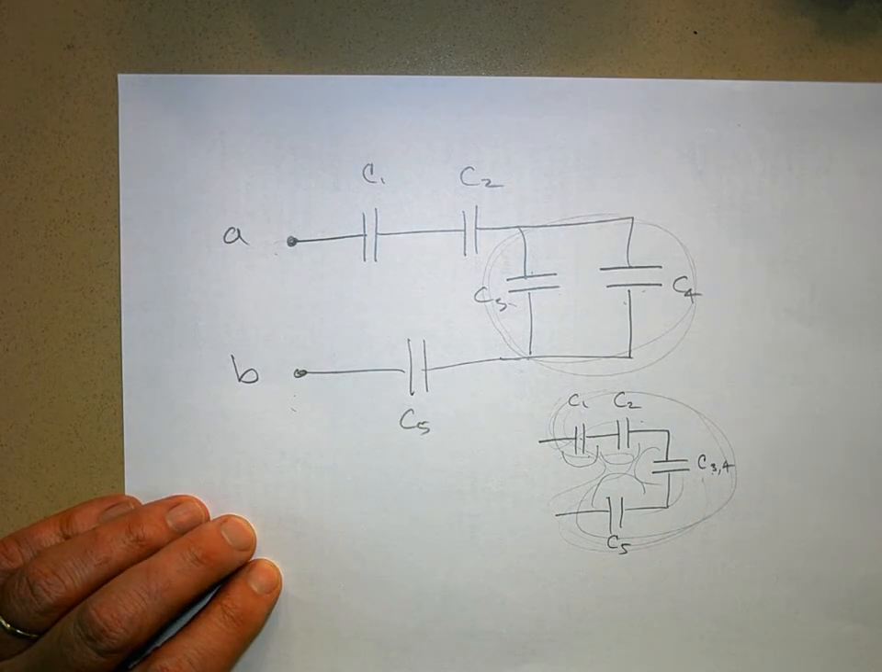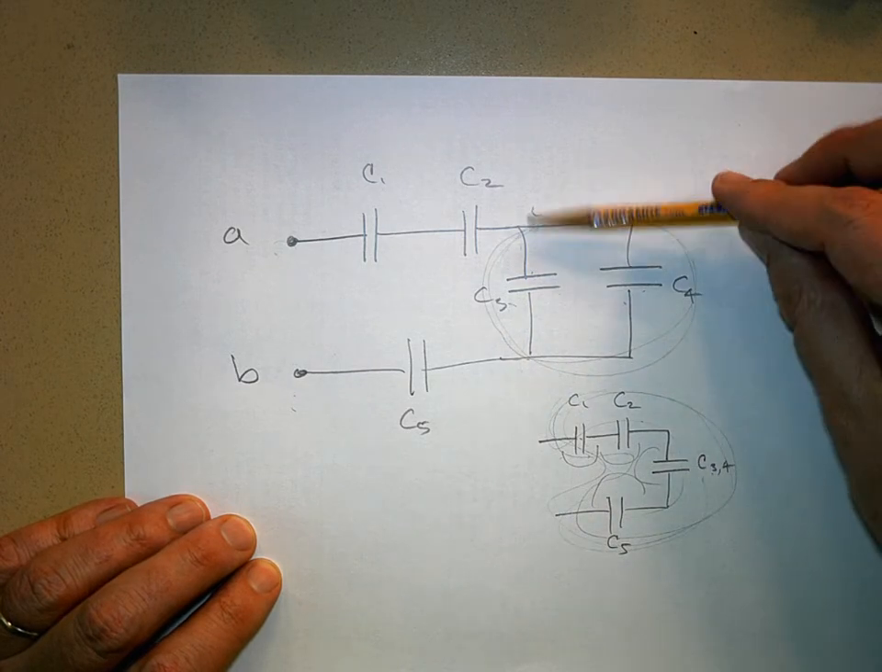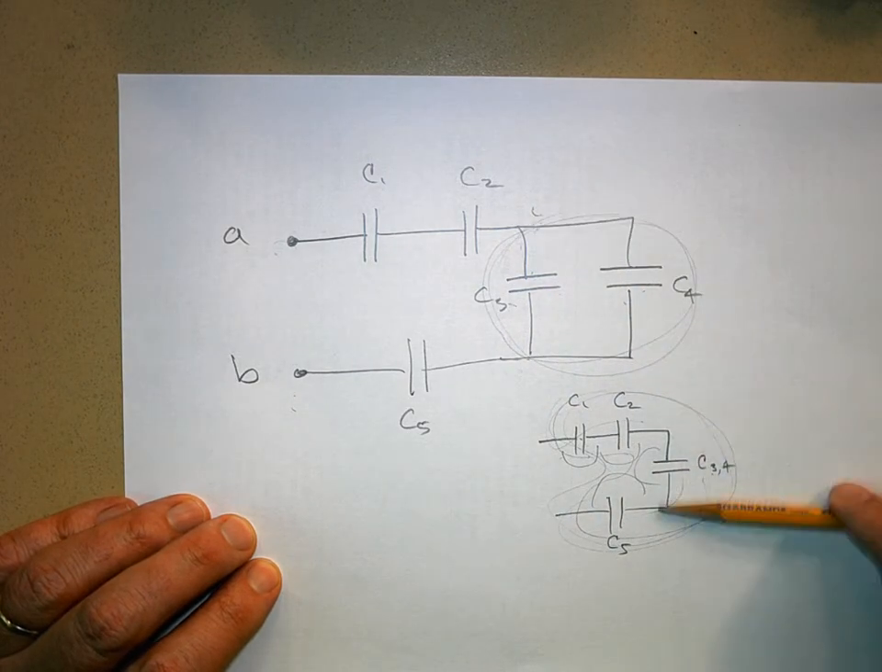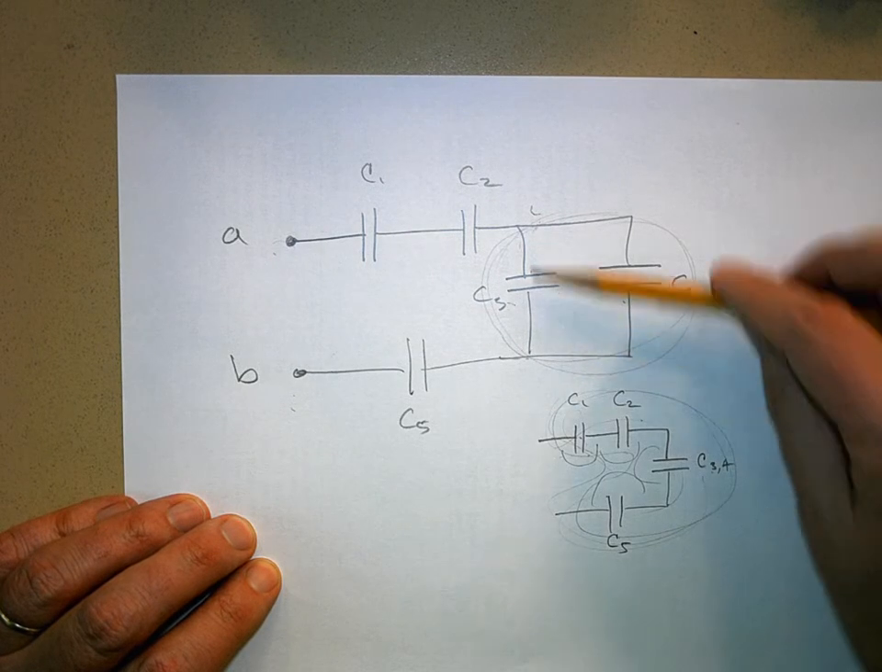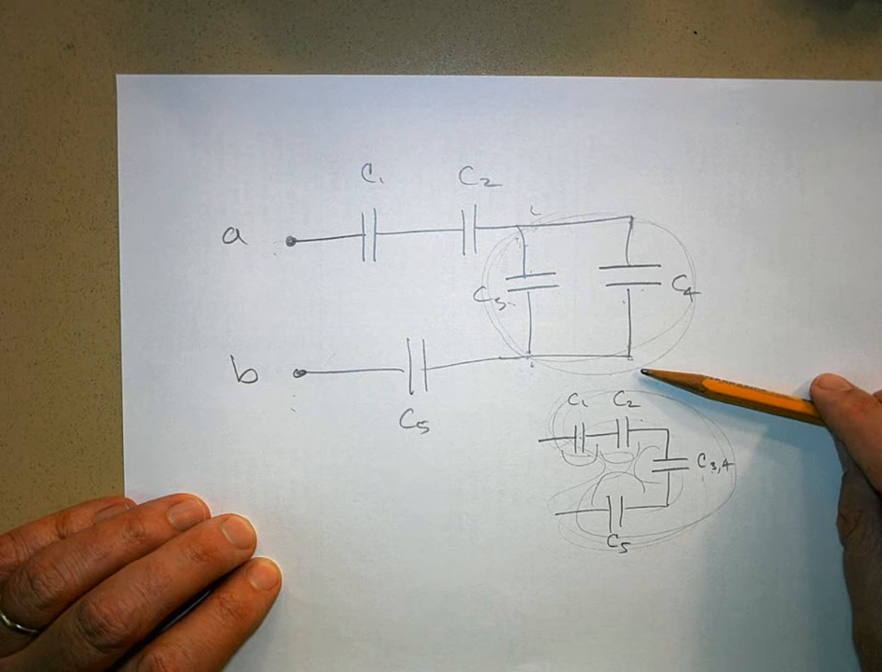Then once I know the voltage drops, I can back out and go back to these guys. Oh, I know the voltage drop between C3, 4. Figured that out. Well, now I know the voltage drop from here, and the voltage drop is the same as the voltage drop there. And now I can figure out how much charge is on those individually.